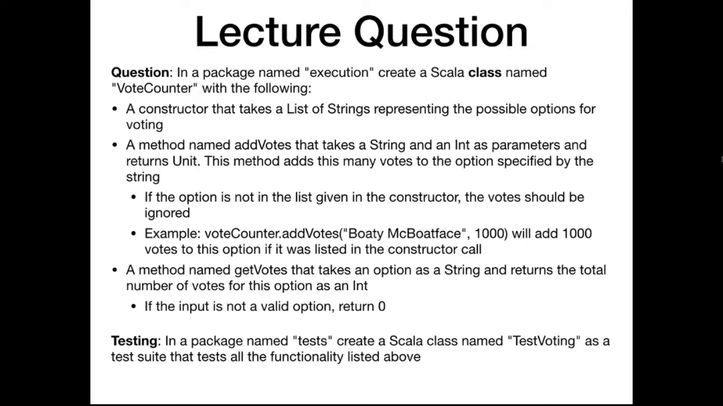These strings are going to be the options that you can vote for. We're going to write two methods to be able to track votes. Somebody's reporting votes for a particular option. Those should be all summed up. And then get votes, how many total votes were there for each option. And if we're getting the votes for an option that's not valid, return 0.